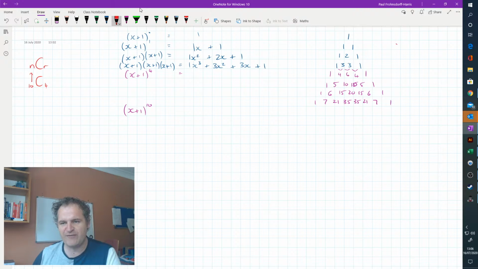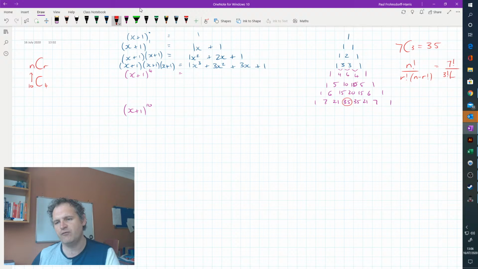just to show you, 7 choose 3 is going to be 7, C, 3. Is 35. There are 35 ways of choosing 3 items from a list of 7. And that's what this means. It is calculated by doing n factorial over r factorial times n minus r factorial. So 7 factorial over 3 factorial 4 factorial, because 7 minus 3 is 4.